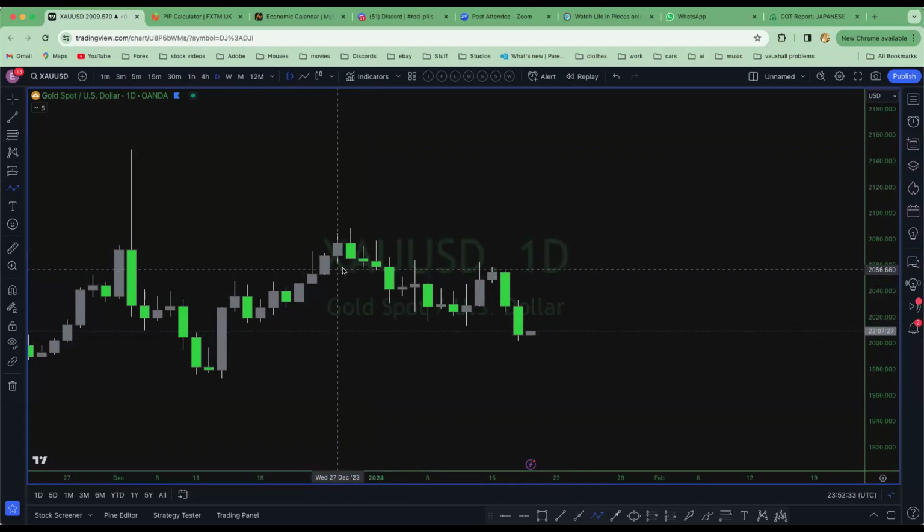If you've got a bullish candle, you always want to start your path tool at the top of your bullish candle wick. And if you've got a bearish candle, sorry, you always want to start at the bottom of your bearish candle wick.